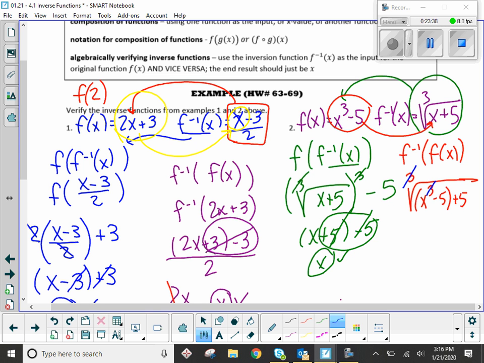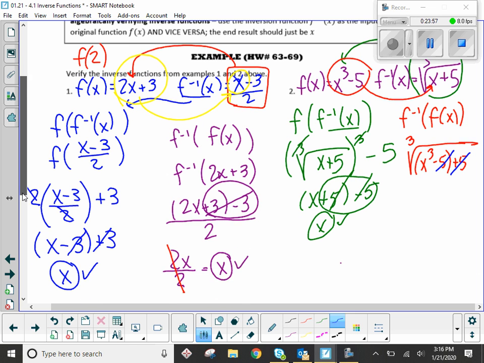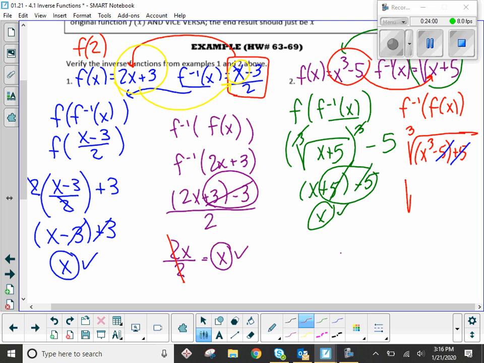Here's what you should do first instead. Whatever's inside the radical, that's a grouping symbol, the radical. You have to simplify inside there perfectly before you take the cube root. So what's going to happen first is the minus 5 plus 5. And now you've got the cube root of x cubed, which leaves you x. And now it checks out, okay? So that's good math.